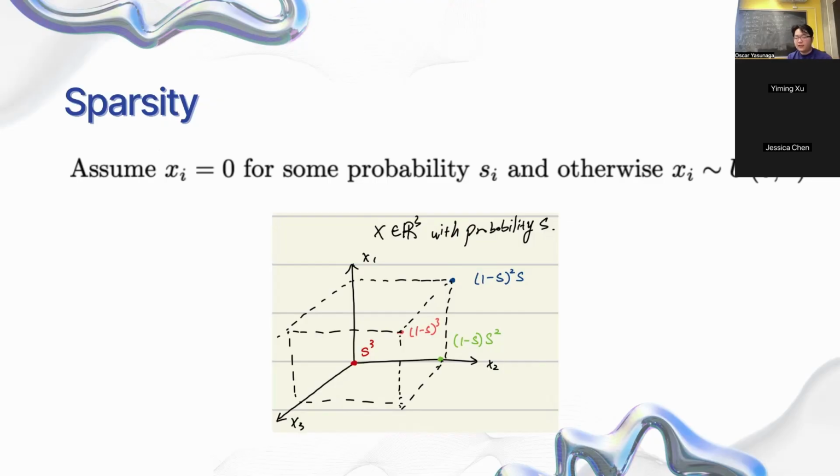So if the vector is on some edge with one element equal to 0, then it's 1 minus s squared times s. And any vector within this box that's not aligned with any of these coordinate vectors will be considered as 1 minus s cubed moving forward.